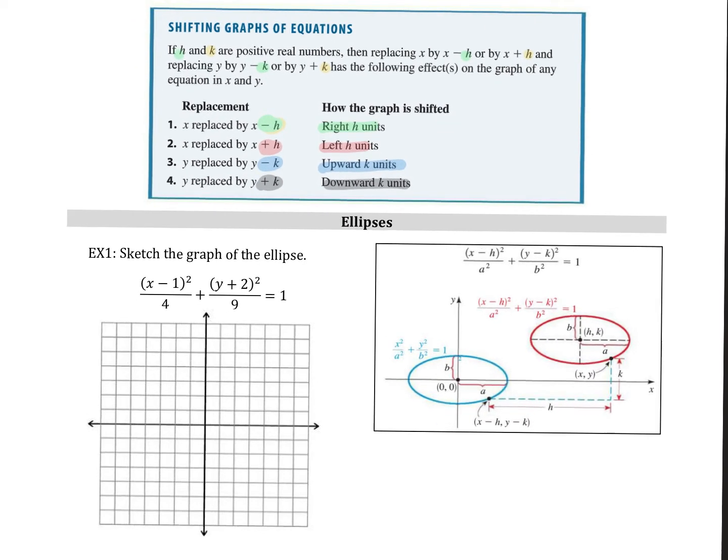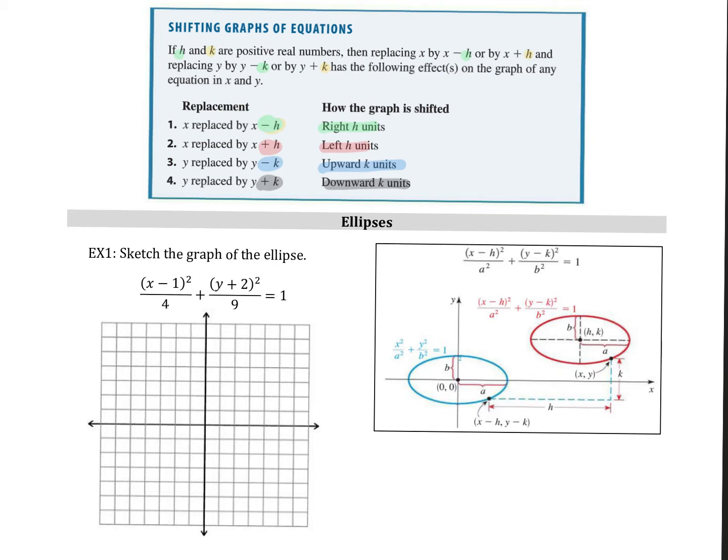So, example 1: sketch the graph of the ellipse. We're told it's an ellipse, but how else would we know? Well, we have our x value squared, our y value squared, a plus symbol, and it's equal to 1. The denominators on the x and the y are two different numbers, so we know it's an ellipse, even if they didn't tell us.